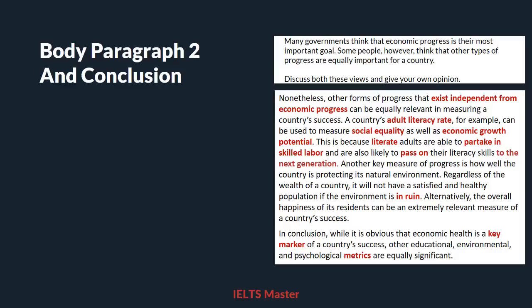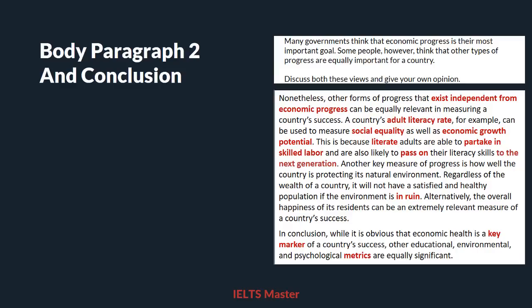Nevertheless, other forms of progress that exist independent from economic progress can be equally relevant in measuring a country's success. A country's adult literacy rate, for example, can be used to measure social equality as well as economic growth potential. This is because literate adults are able to partake in skilled labor and are also likely to pass on their literacy skills to the next generation.